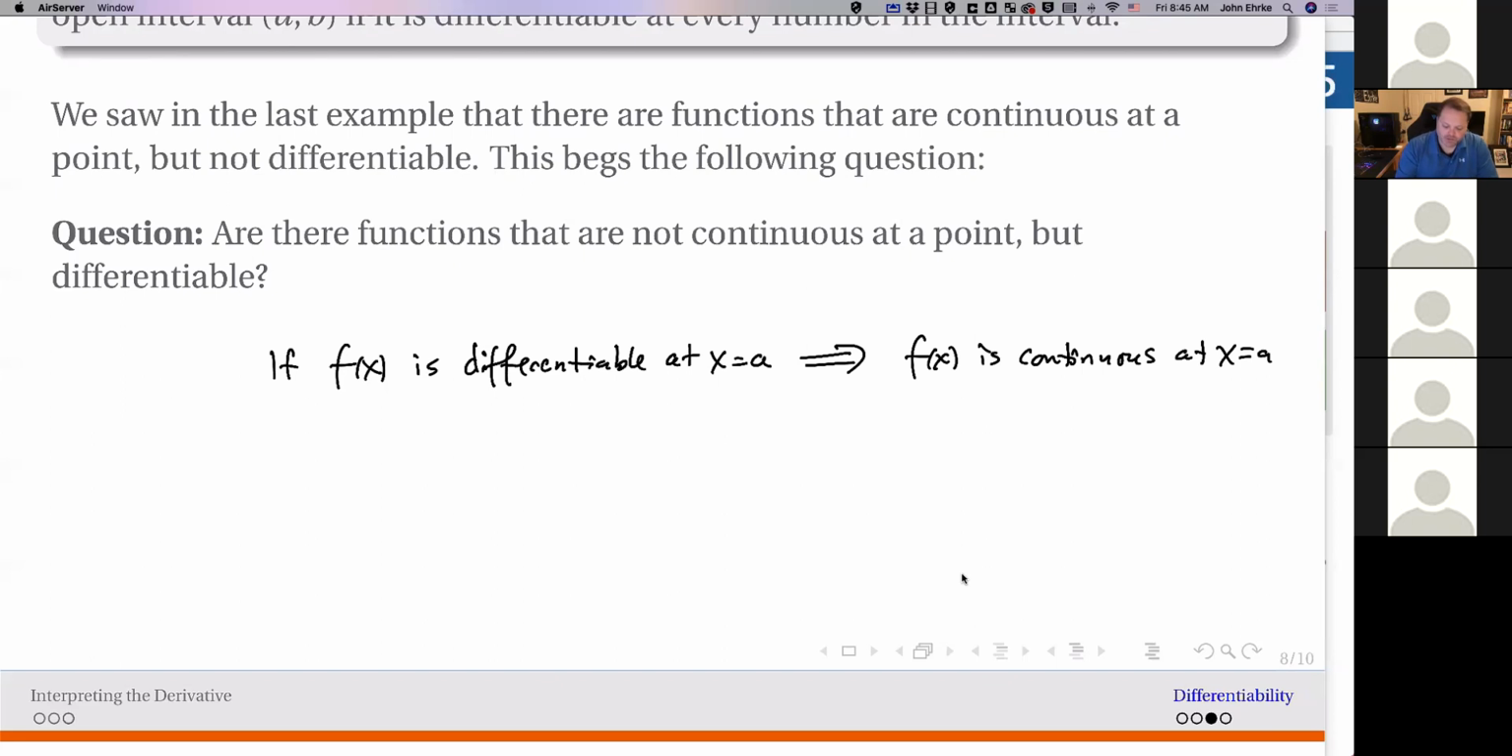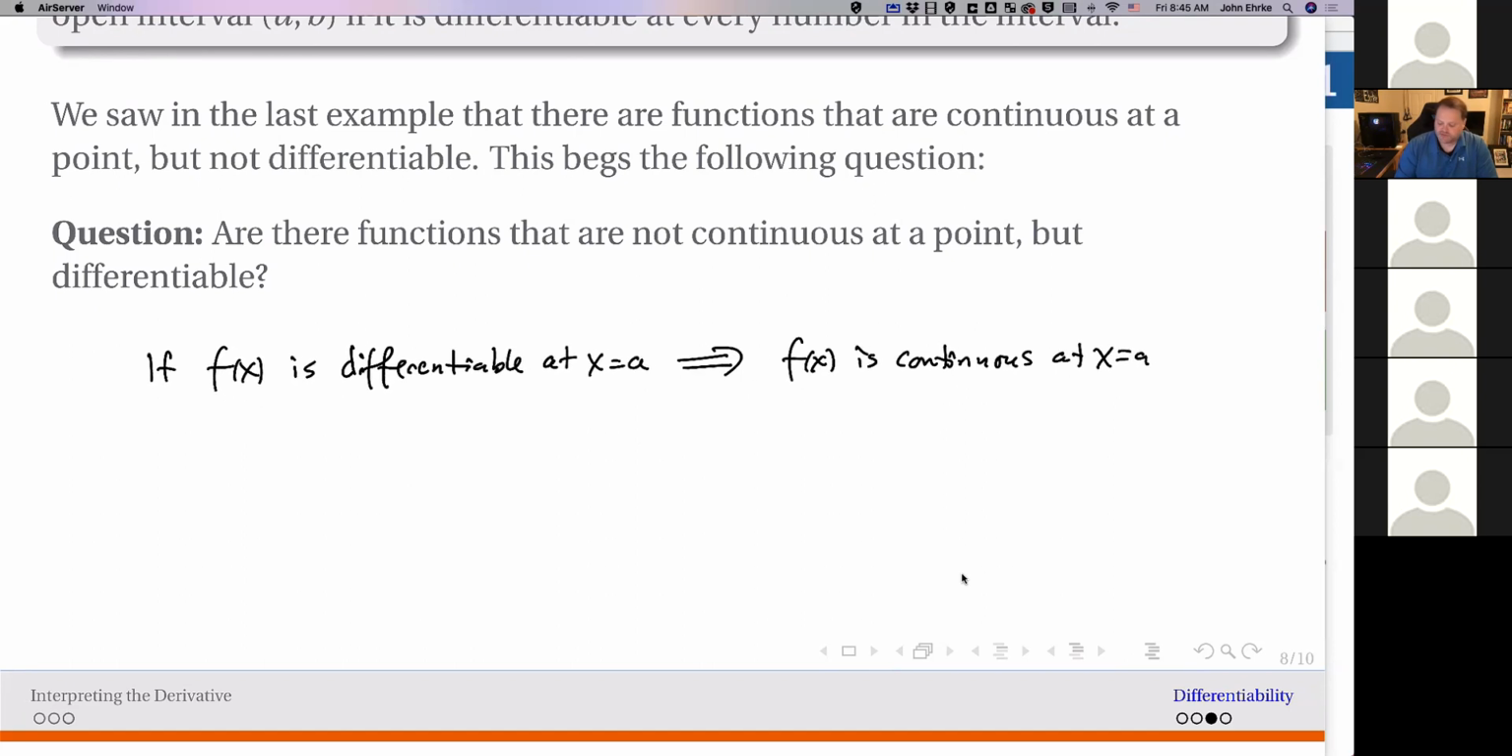In mathematics, we do a lot of what are called if-then statements. They're called conditional statements. If something is satisfied, then something else is true. We have what's called the converse of those statements, which is reversing it, and the converse is not necessarily true. Here's a normal example. If it's raining, then it's cloudy. Raining implies cloudy, but the converse, if it's cloudy, then it's raining, is not necessarily true.